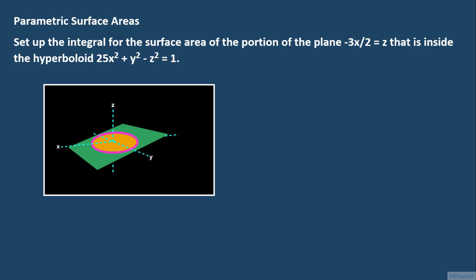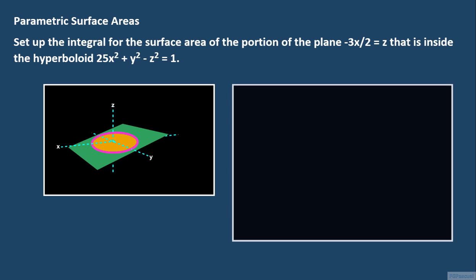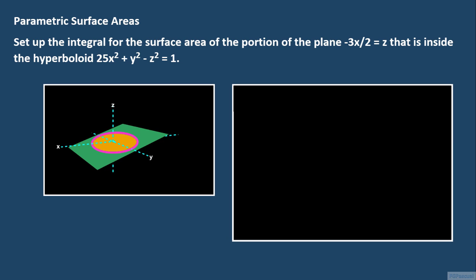In order to come up with a double integral for the area of the surface, we come up with a formulation for the surface. Since the surface is part of the plane -3x/2 = z, we can write z as a function of x and y, and so we let f(x,y) be equal to z. However, we will take a slightly more general approach in that we will use a parameterization for the surface.